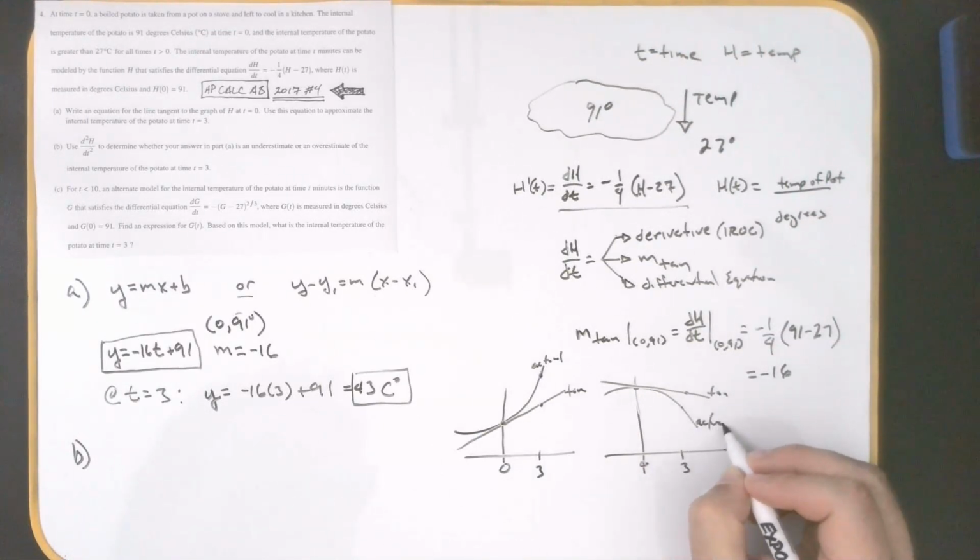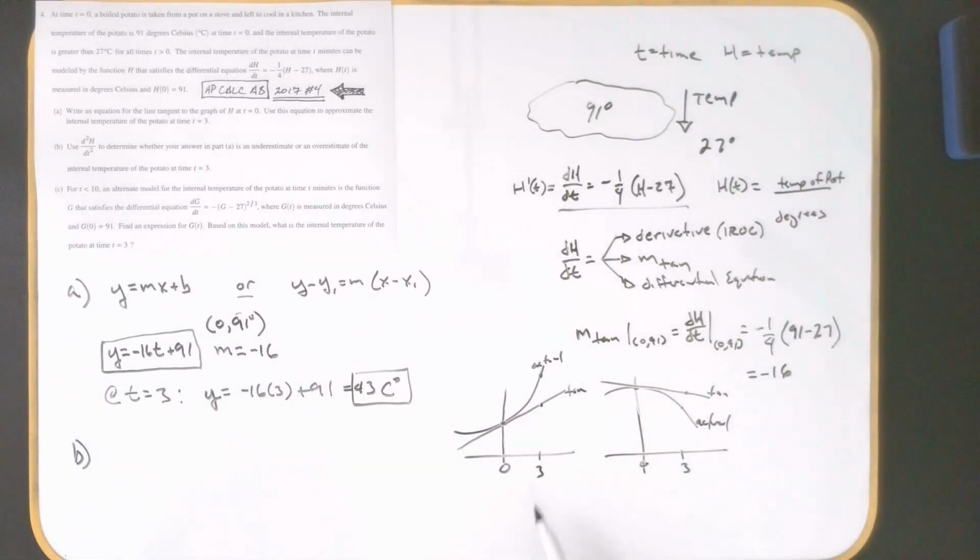This is the hint. This is what they're wanting you to determine, is what's going on at the point of tangency. Was the function concave up or was it concave down? If it's concave up, your tangent's below, it's an underestimate. If it's concave down, your tangent is above, and you have an overestimate. So just figure that out.